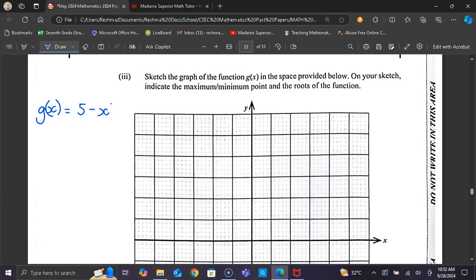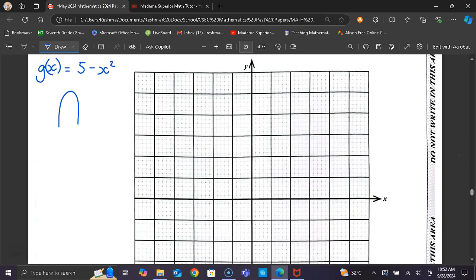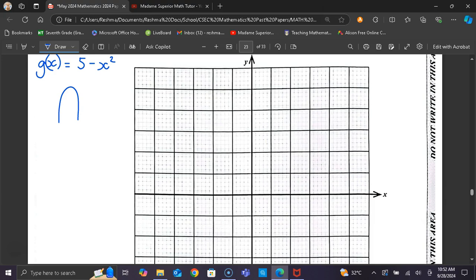Now this is a quadratic curve, and because a, that is the coefficient of x squared, is -1, it means there is a maximum. So it will be an upside down u. So let's determine the roots of the function. The roots of the function will be when g of x is equal to 0. So therefore, when 5 minus x squared is equal to 0, therefore x squared will be equal to 5, and therefore x will be plus or minus the square root of 5.